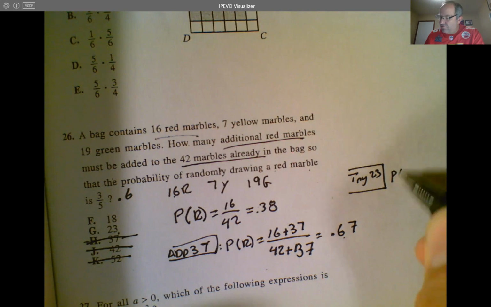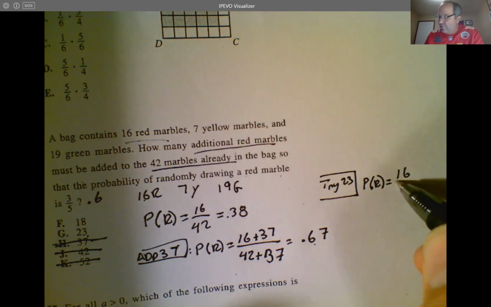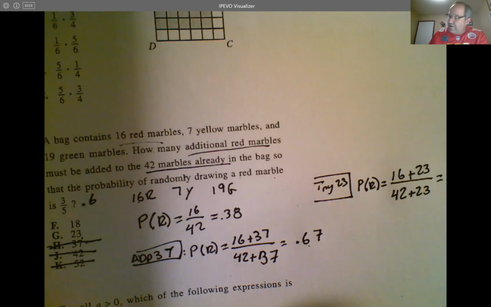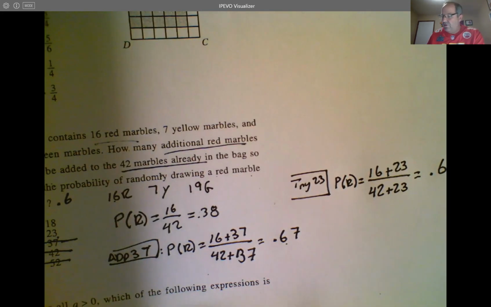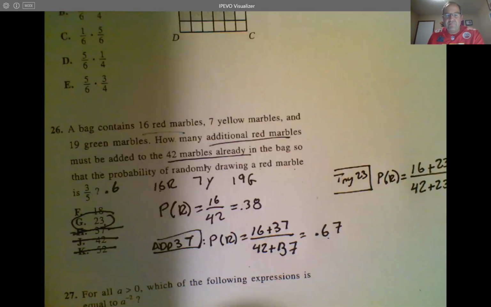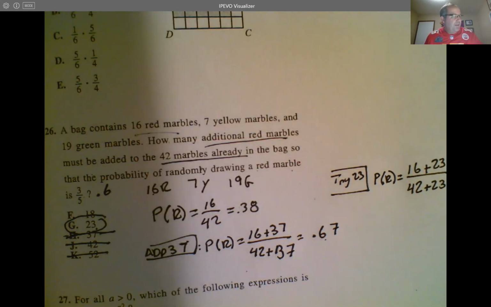The probability of drawing a red marble now is going to be, well, we had 16 in there. Let's add 23 red, and the 42 marbles also increases by 23. When I divide those out, we get 0.6. So the answer must be letter G. Wow, that's like 3 times we've seen that question. That's not too bad.